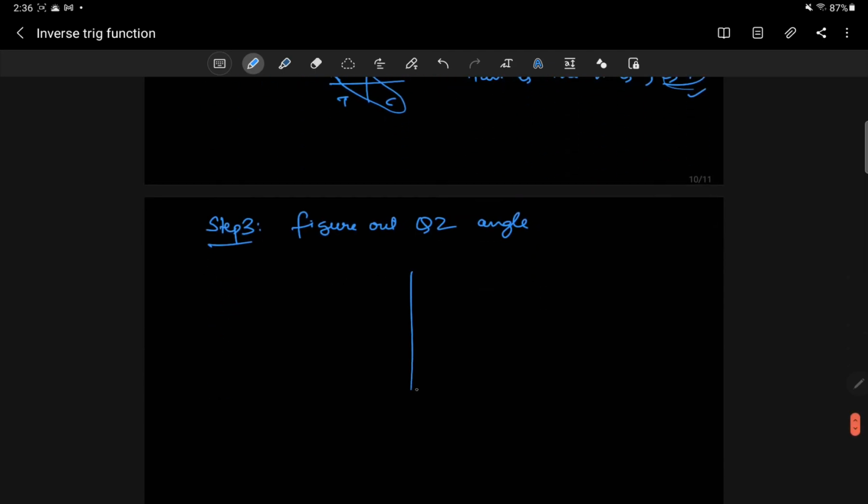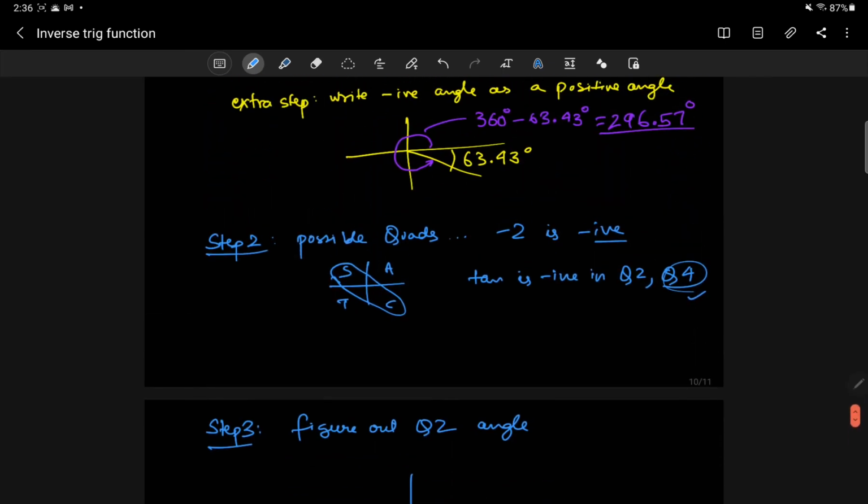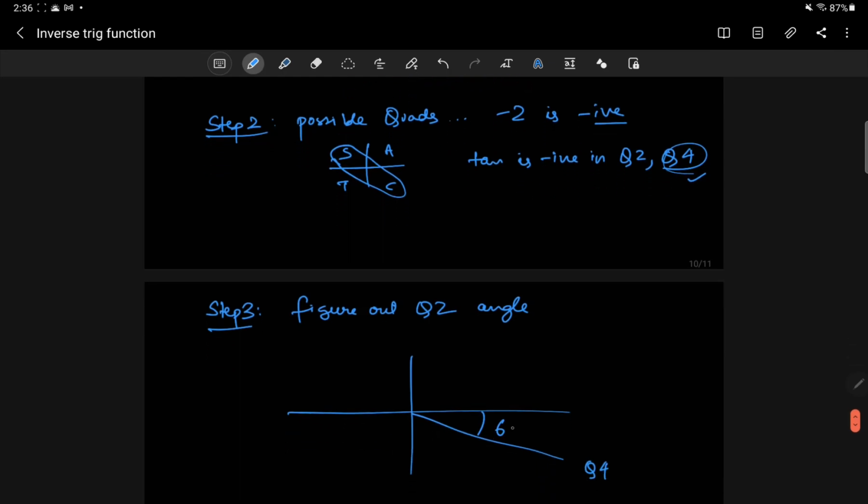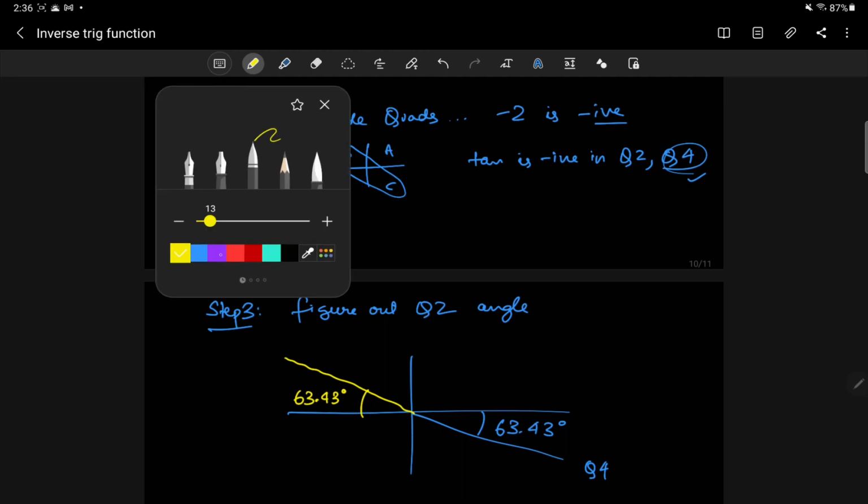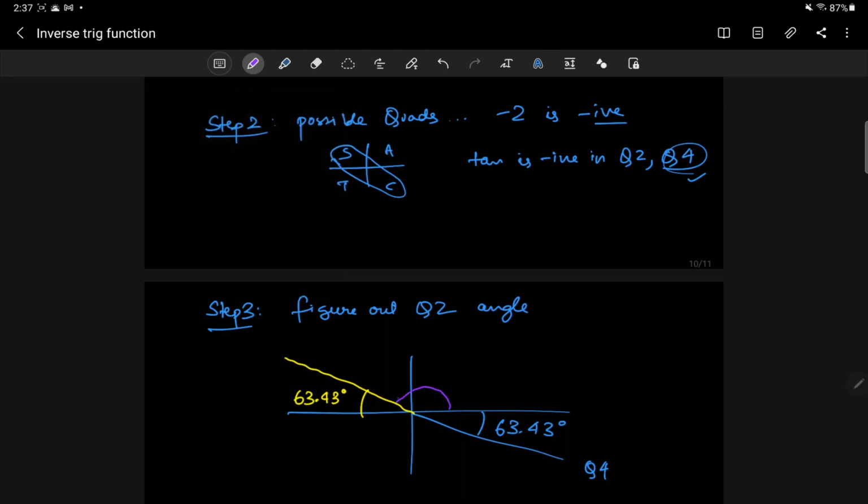Okay, so what do we do? We draw what we know. We know the quadrant 4 angle, and just from the diagram above, we actually directly know its reference angle. Now I'm looking for quadrant 2 with the same reference angle, which means this must be 63.43 degrees. Consequently, the actual measure of the angle is going to be 180 degrees minus 63.43. So 180 minus 63.43 is 116.57 degrees.